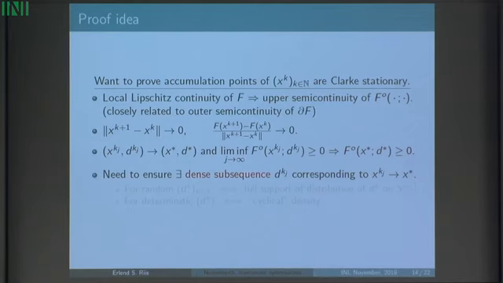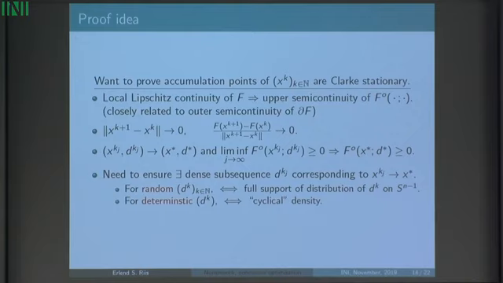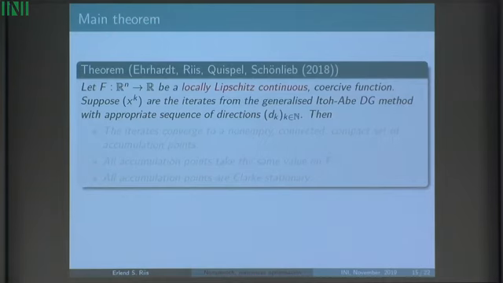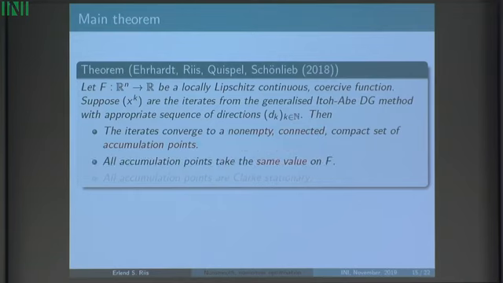some sense. And so we can do this both in a randomized setting, when we choose random directions dk on the unit sphere, or when we choose deterministic directions on the unit sphere. So the criteria is just that you sample with full support on the unit sphere, or that you have something we call cyclical density. And this enables us to prove that all iterates of these methods will converge to a connected compact set of accumulation points. All the accumulation points take the same value, and they're all Clarke stationary.